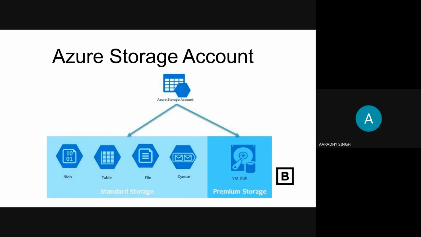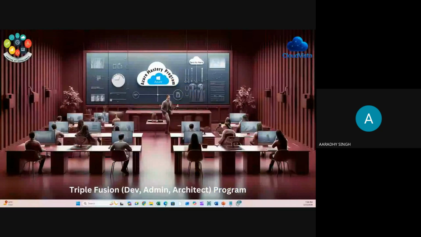Whenever I'm talking about standard or premium, it means in the background, Microsoft is using a special type of disk. In standard storage, Microsoft is using normal hard disks with different capacities, while in premium storage, Microsoft is using SSD, premium disks. And we have a total of 6 storage options available. Now the question is, what are the names of these 6 types of storage options?